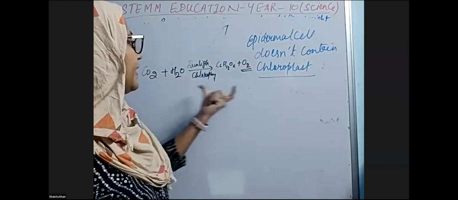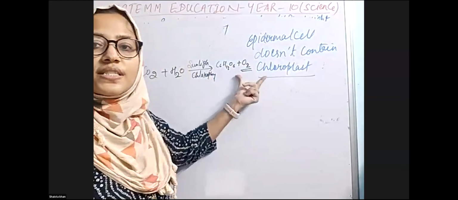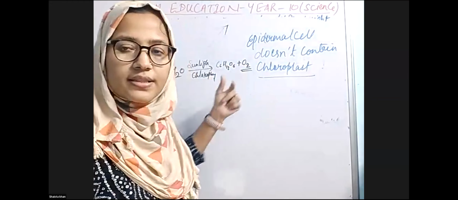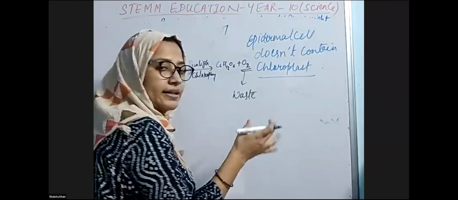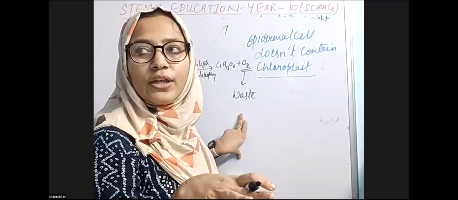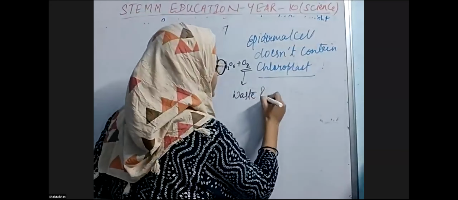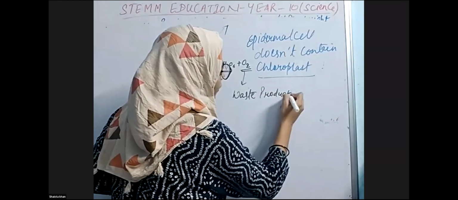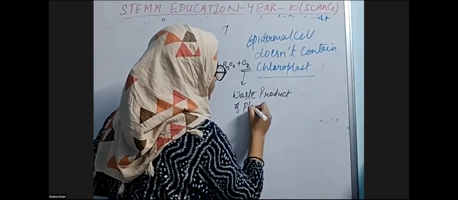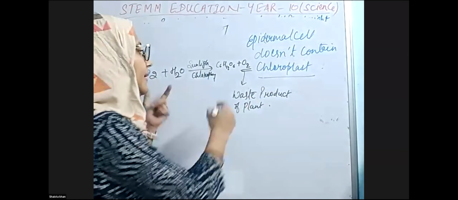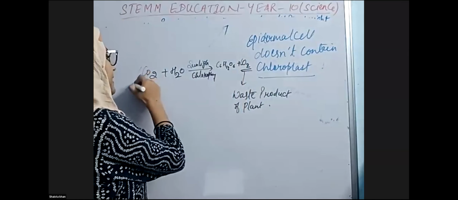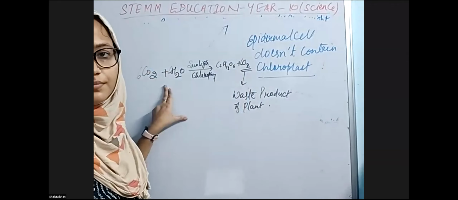You know what? During photosynthesis, oxygen is the waste product of the plant, but it is useful for human beings. It's not balanced yet. We have to balance it; you just have to put 6. Okay? Yes, miss. That is the chemical reaction of photosynthesis.